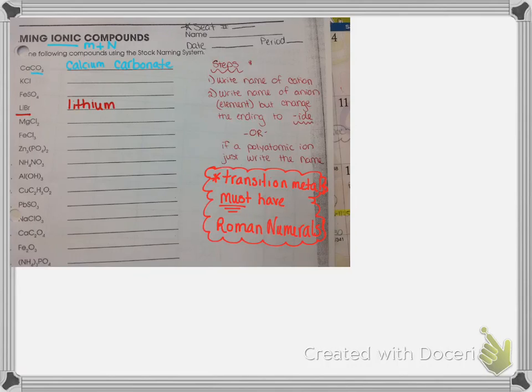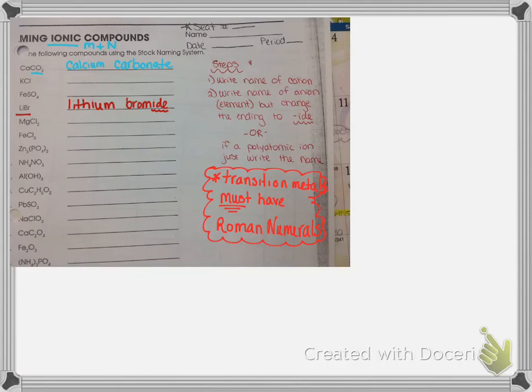And step number 2, write the name of the anion if it's an element, and then change the ending to IDE. Now this is not a polyatomic ion. Br is an element. It's bromine, and so what we need to do is instead of writing bromine, we write the BROM, and then change the ending from bromine to bromide. And so our compound name here is lithium bromide. So that would be an example of when you would change the ending to IDE.